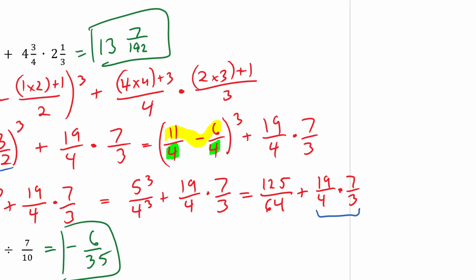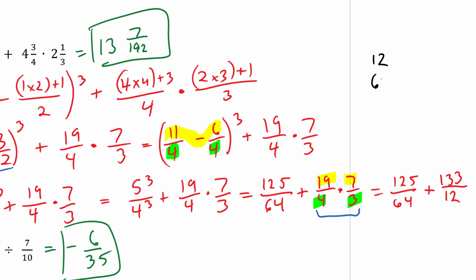Can we simplify that down at all? We cannot. Multiply the numerators, multiply the denominators. 19 times 7, 4 times 3. Now we have two fractions that need a common denominator.